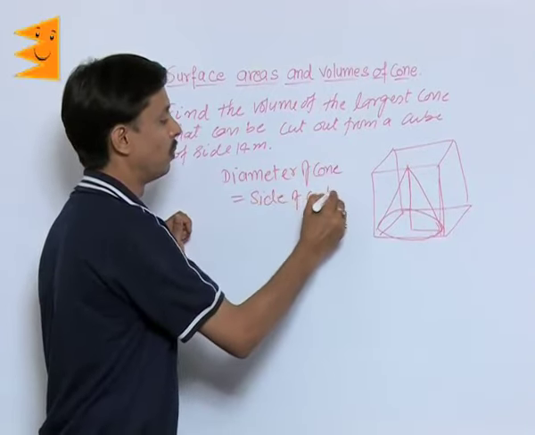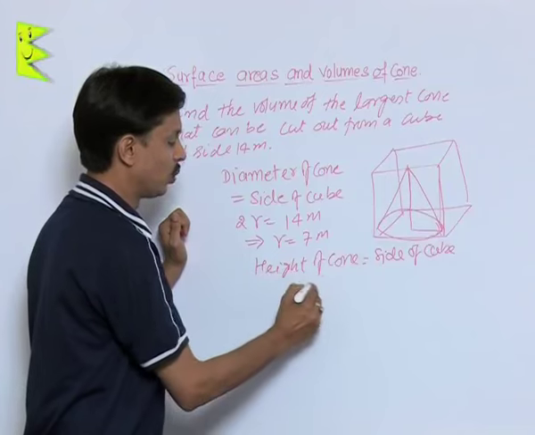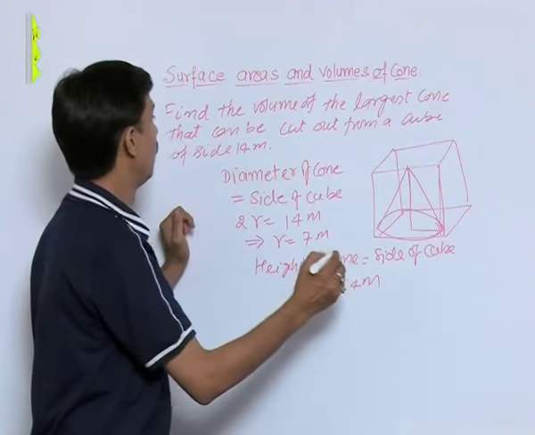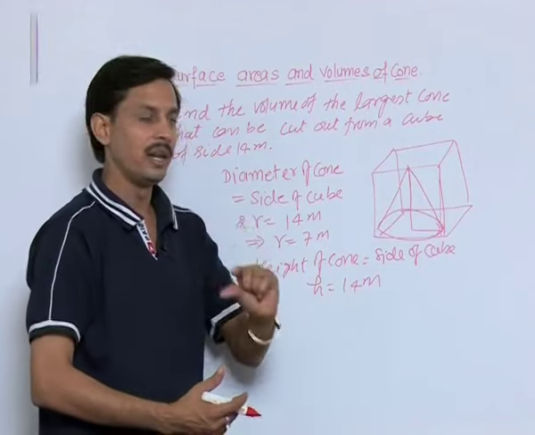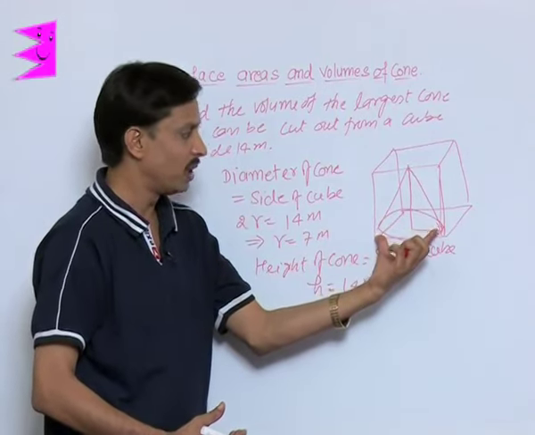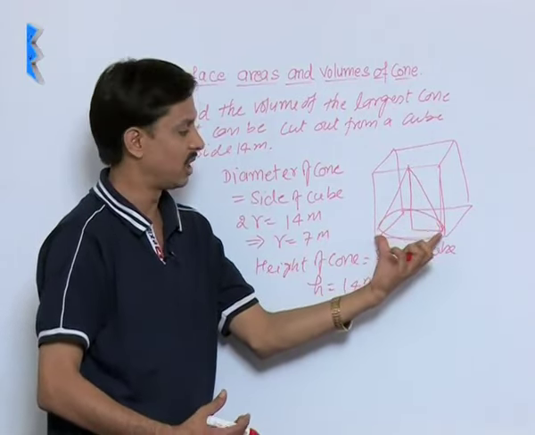Now height. The height of cone will also be equal to the side of cube. That is, the height h is equal to 14 meter. Find the volume of the cone. If you want to calculate the volume, we need what? Radius and height. Radius becomes 7 because diameter is supposed to be equal to the side, and that is 14, because it is largest. Height is equal to total height of the cube, that is 14 meter.